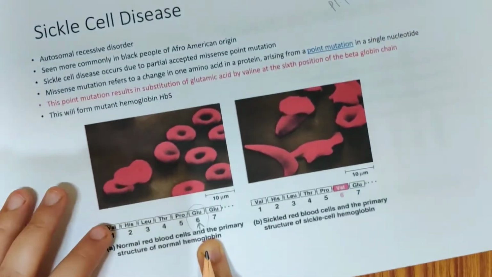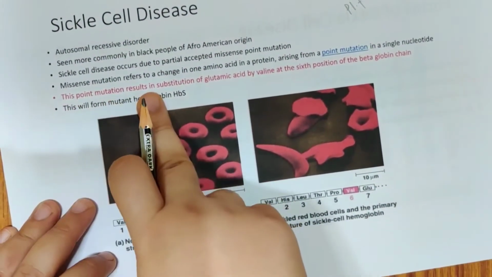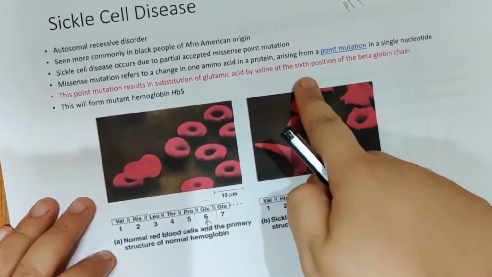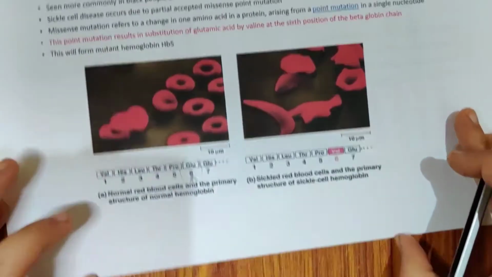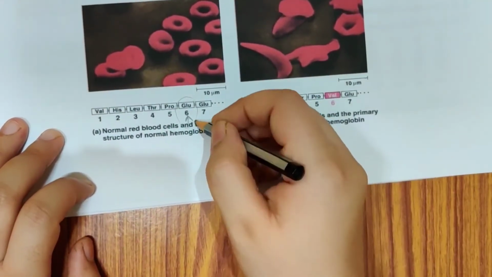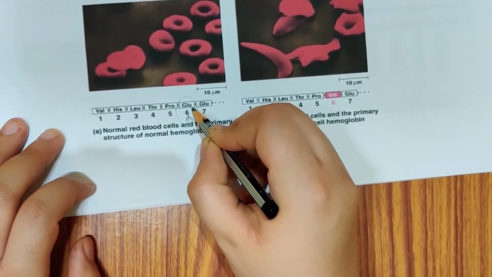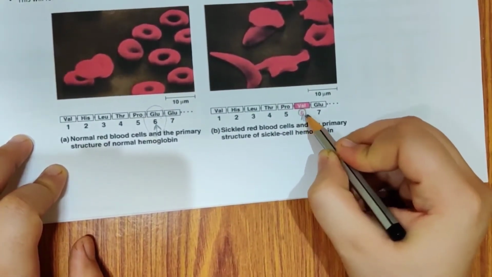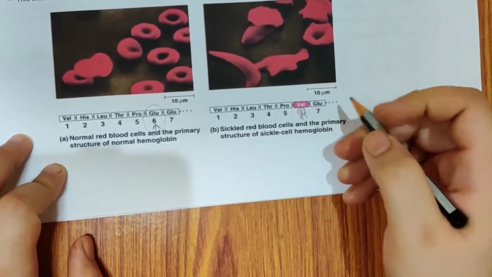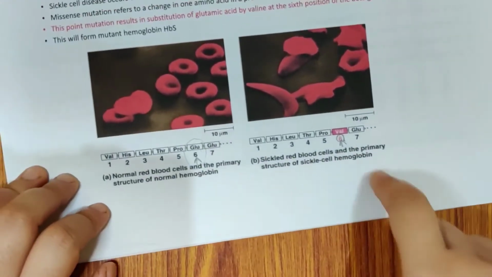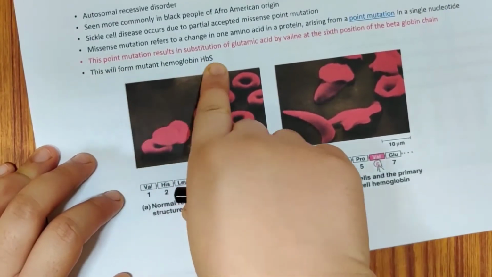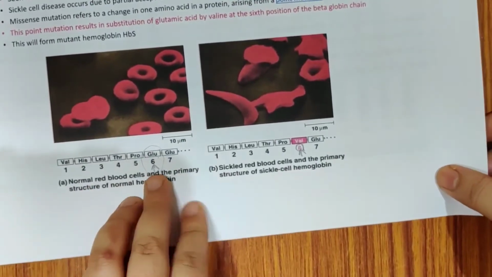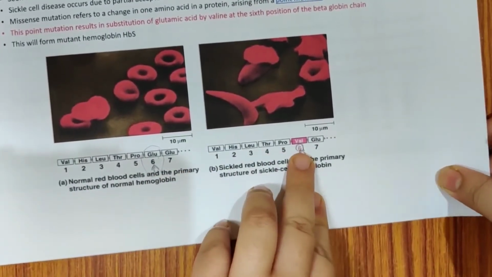Here, this point mutation results in substitution of glutamic acid by valine in the 6th position of the beta globin chain. So this is a beta globin chain. In the 6th position you have glutamic acid. This glutamic acid gets replaced by valine in the 6th position of the beta chain. This will form a mutant hemoglobin S. This is a very important thing that you need to remember: glutamic acid is replaced by valine.